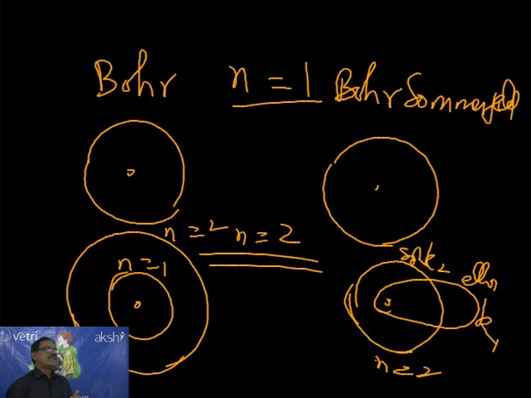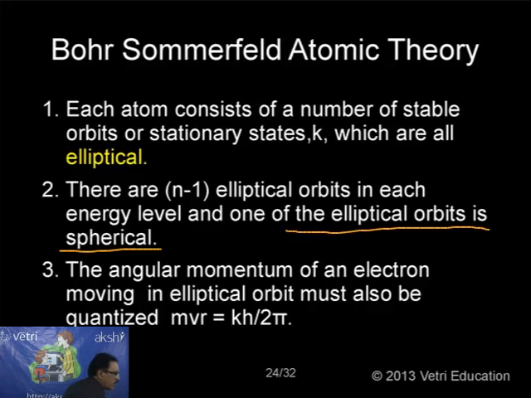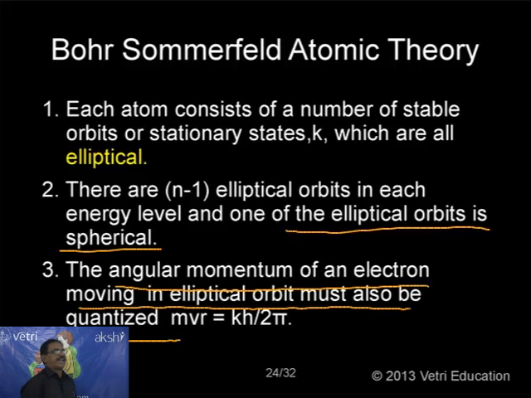So in the first level, there is no elliptical orbit according to Bohr-Sommerfeld. In the second, only one, because n minus 1 is 2 minus 1, which is 1. For 3, 3 minus 1 means 2 elliptical orbits. This is the information given by Bohr-Sommerfeld: there are n minus 1 elliptical orbits in each energy level, and one of the elliptical orbits is spherical. This is the most important postulate of Bohr-Sommerfeld. Next, as in the case of Bohr, the angular momentum of an electron moving in an elliptical orbit must also be quantized.